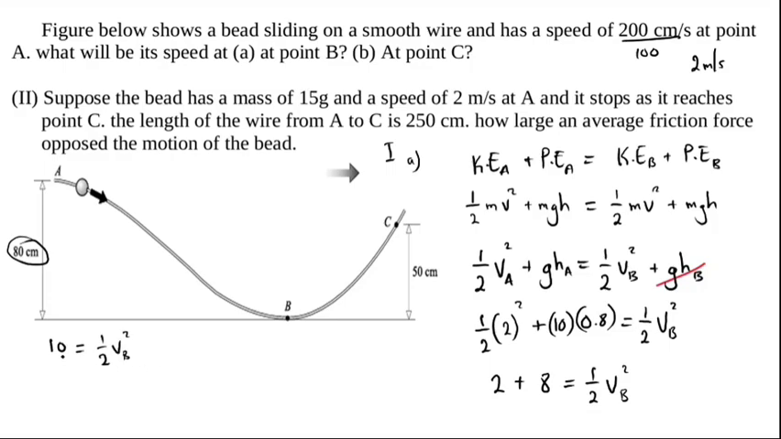Multiplying by 2 gives us 20 equals v squared. So the square root of 20 is simply 4.47. So the velocity at point B is 4.47 meters per second. Right, so that's the first part. Let's go to the second part.